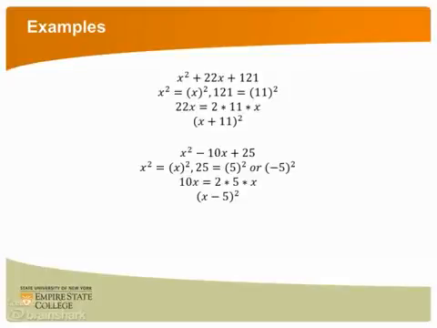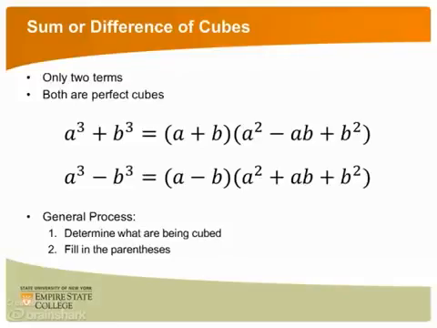But what if we had two terms, but they are cubed instead of squared? Perfect cubes work the same way as perfect squares, except the number is multiplied by itself 3 times. For example, 8 is a perfect cube, because it equals 2 times 2 times 2. The formats for factoring the sum or a difference of perfect cubes are very similar.